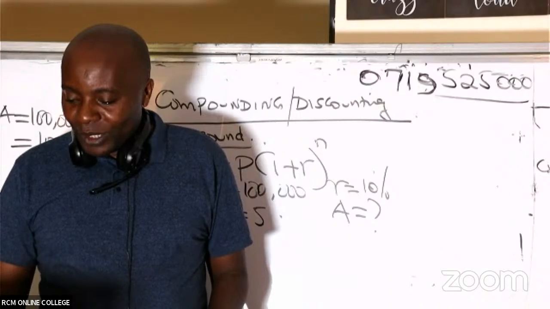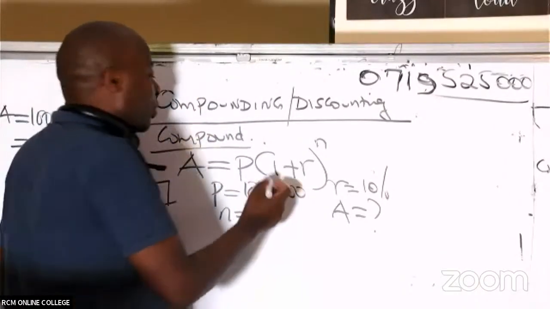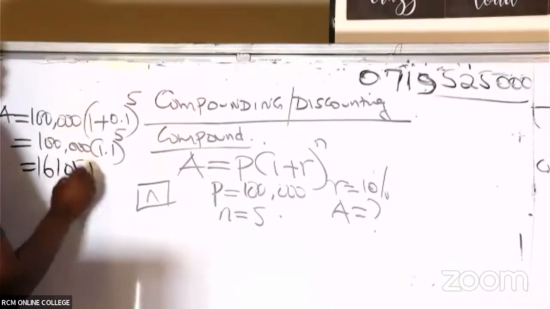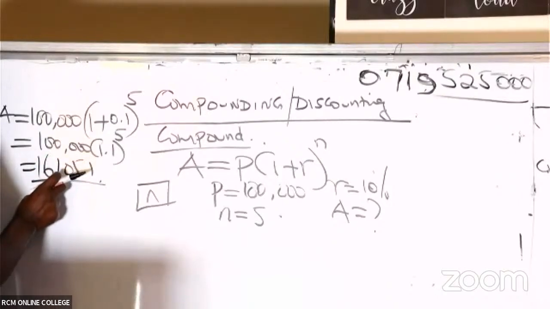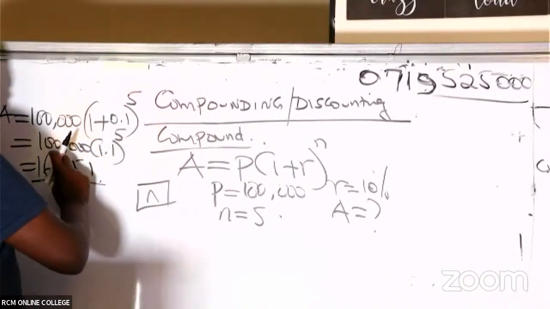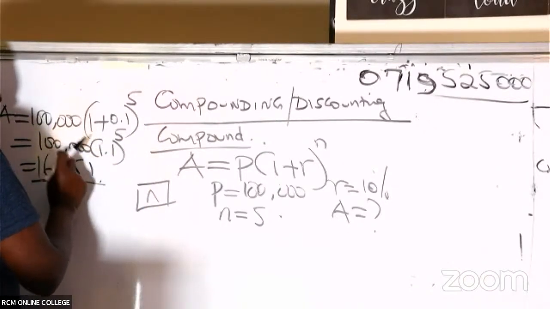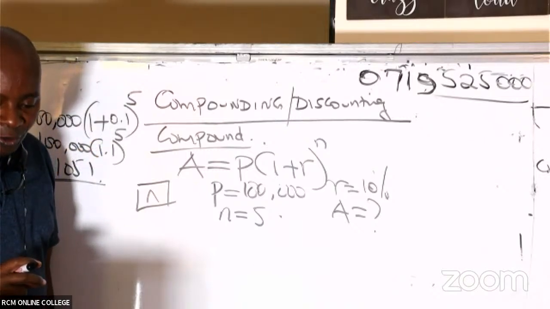All right. So in this case, I'm being given an answer of 161,051, of course, point something etc. But you can see now here we are getting more than 100,000. So we shall end up getting an interest over and above that 100,000 we invested. We shall end up getting an interest of 61,051, like that.